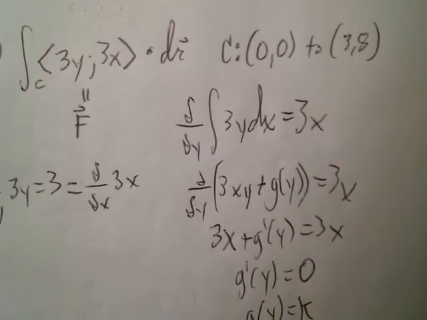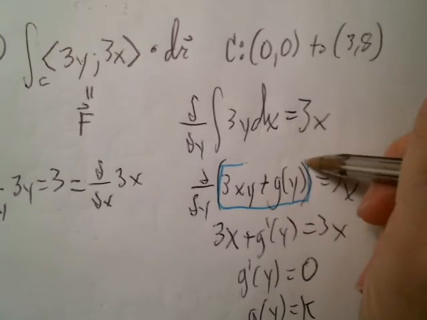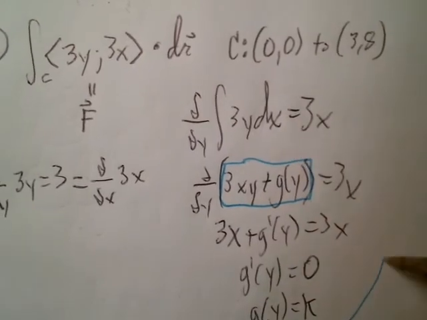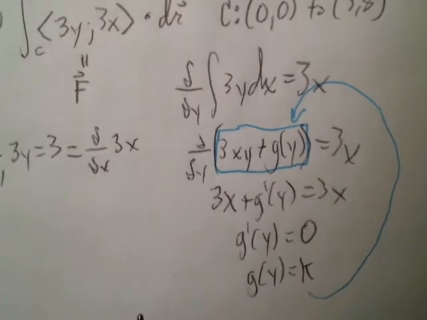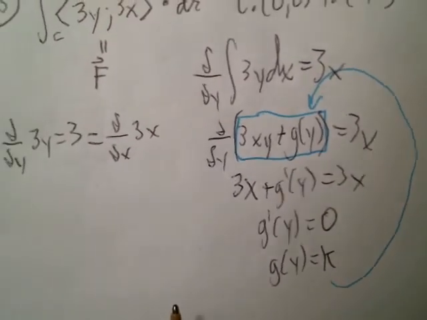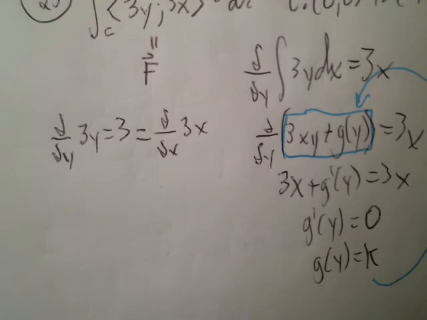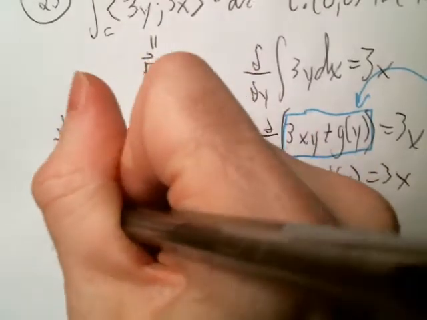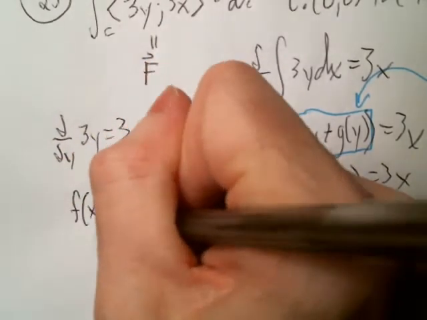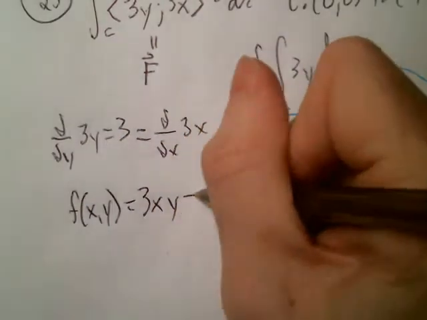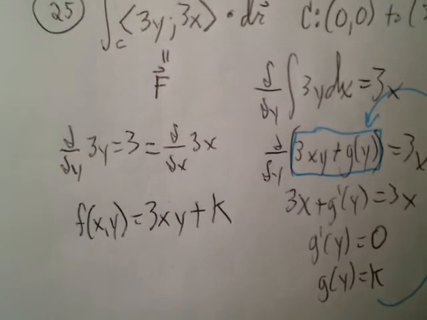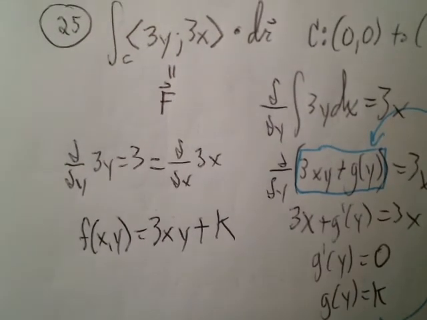And then your final answer is sitting right here. You just have to take this part of it and plop it into that formula. Oops, sort of fell off there. And that's your potential function. Okay, so my potential function f of x comma y is 3xy plus k. The constant won't matter because you're taking a difference.